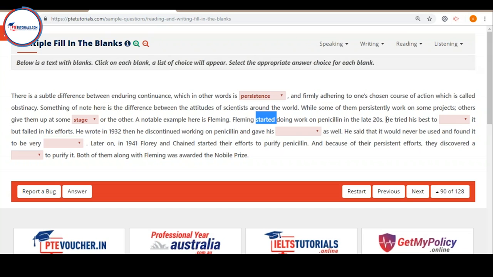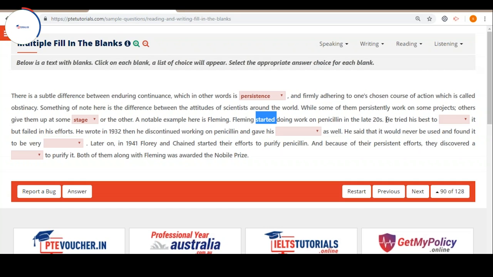I'm confused. Let me select any word from here, which I think from what my instinct says, say process. He tried his best to process it. Wrong. He tried his best to stabilize it. Okay, fine. I'm choosing here stabilize. Then I'm here. He wrote in 1932, then he discontinued working on penicillin and gave his dash as well.